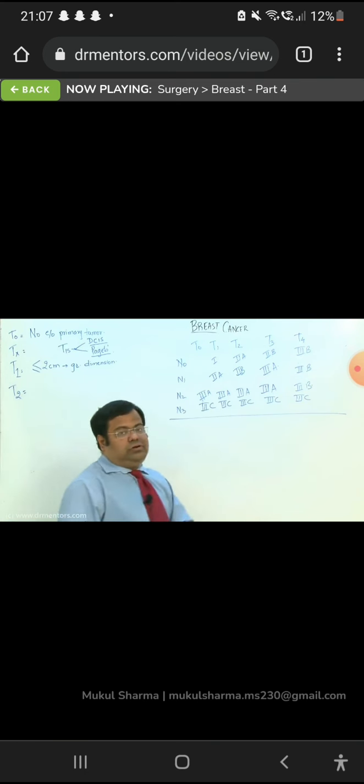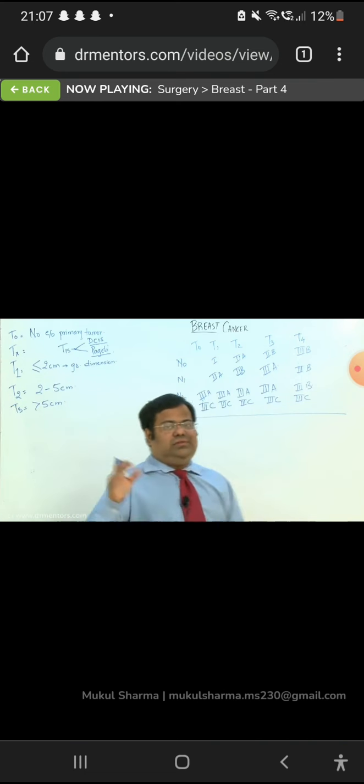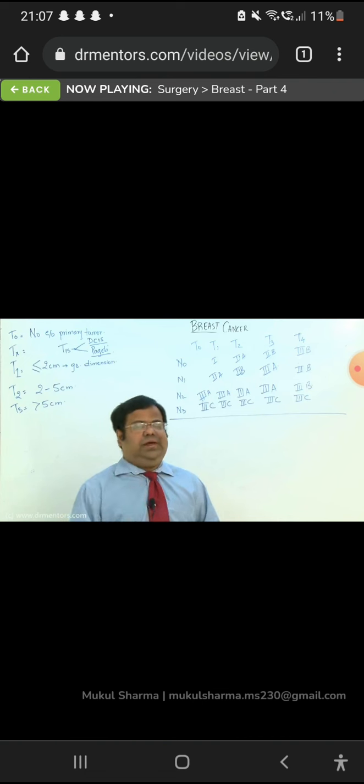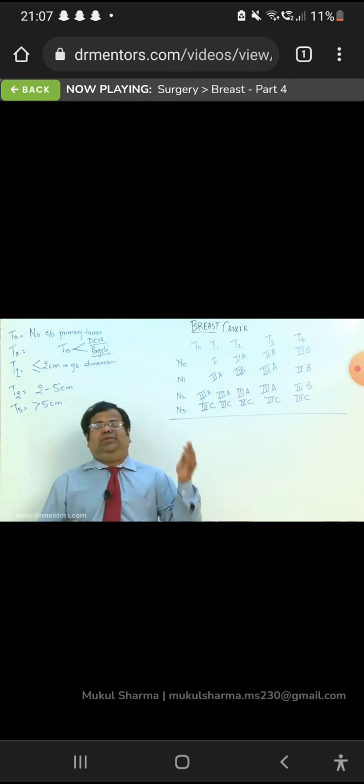Now, what is T2? T2 is a tumor between 2 to 5 centimeters in the greatest dimension. T3 is a tumor which is more than 5 centimeters in greatest dimension. All these tumors are free from the skin and other tissues, confined to the breast. T1 is up to 2 centimeters, T2 is 2 to 5 centimeters, and T3 is more than 5 centimeters.